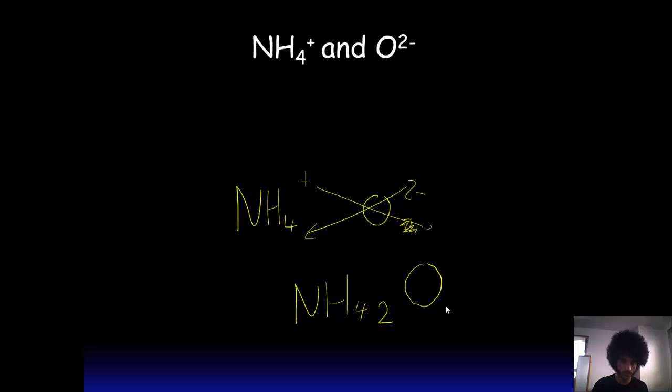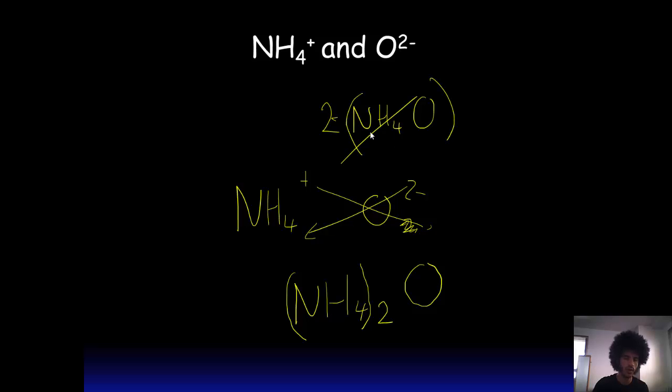But there's a problem. This, as it stands, suggests I need 42 hydrogens, which is clearly nonsense. What I do need is 2 lots of NH4. So to make this formula work, I had to put brackets around it, and then that's fine. Some students sometimes get confused and write 2NH4O. That's not right, because if you do that, what you're saying is that you've got 2 lots of the whole thing. That's not correct.